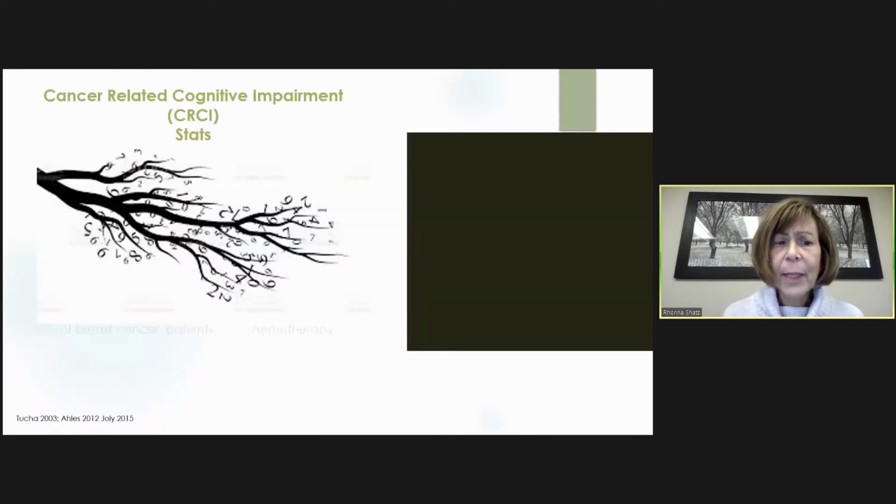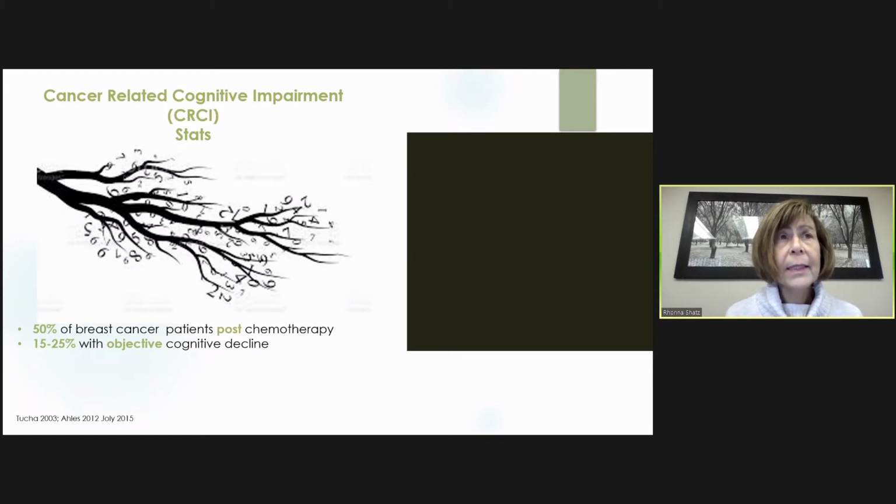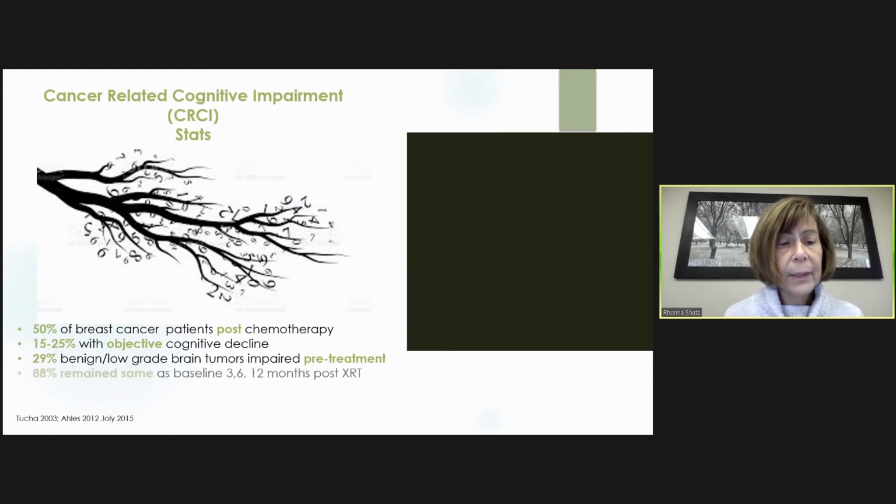Cancer-related cognitive impairment is very prevalent. About 50% of breast cancer patients complain of it post-chemotherapy, and about 15 to 25% of those individuals test as having cognitive problems. Yet we know that this is not just an issue of what is termed chemo brain, because we can actually identify that 30% of people who have benign or low-grade brain tumors are impaired even pre-treatment.